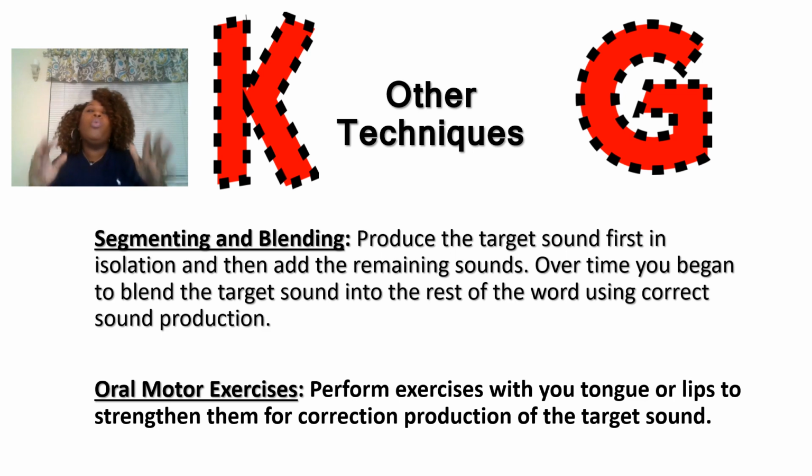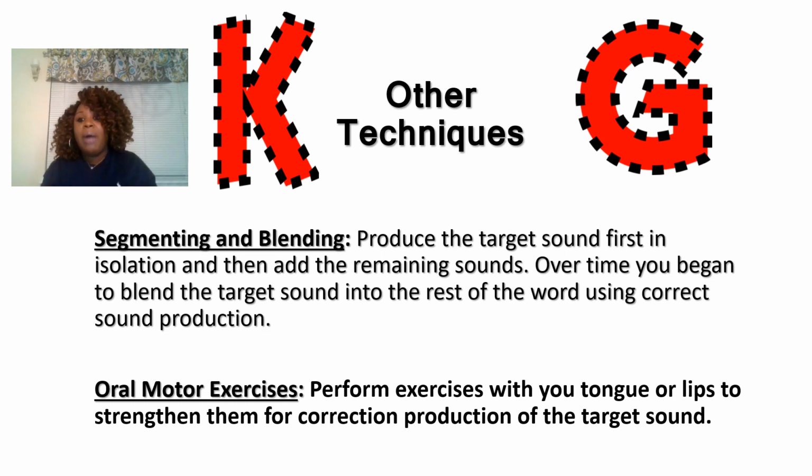Sometimes they can't, because we have this thing that we call co-articulation. When you take a sound like K and you put it next to another sound, sometimes the K may not be made as strongly because of the sound that follows it. So it doesn't exactly sound the same as it would when you're saying it by itself. So it's easier to segment that K first to make sure they can form it correctly, separate it from the sound, and then bring it back and blend it together over time.